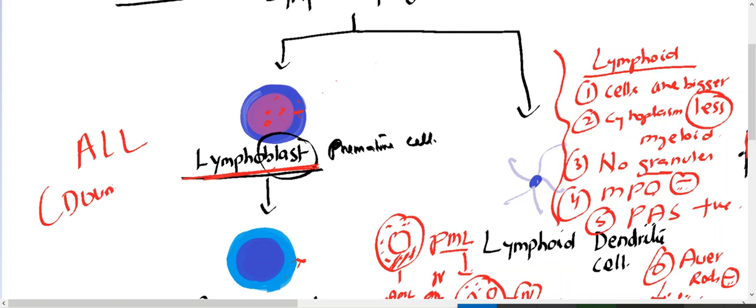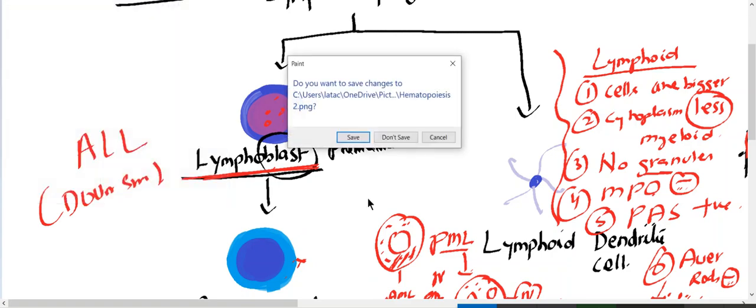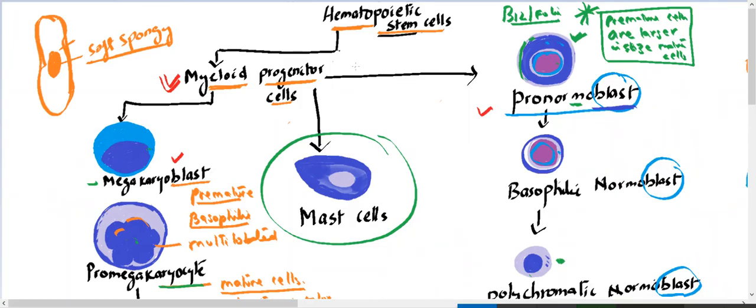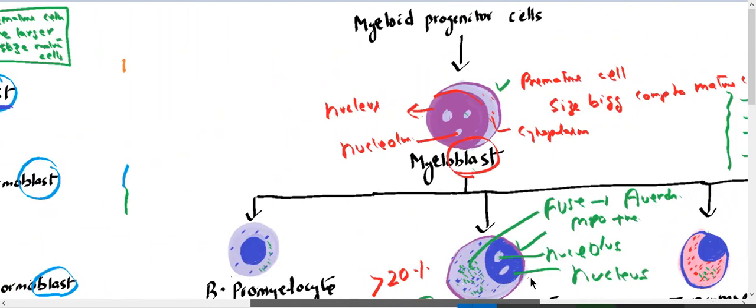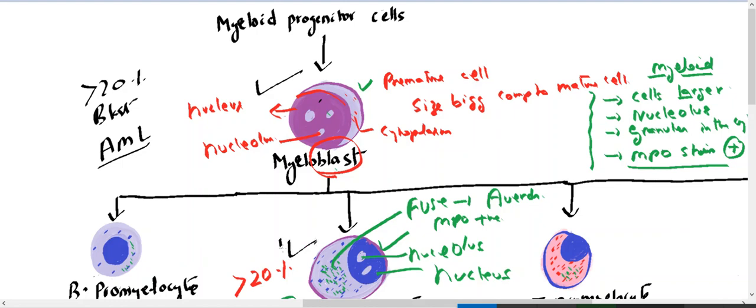Down syndrome. And in the previous slide we saw this myeloblast. If there is more than 20% blast cells in the bone marrow, we call it AML, irrespective of myeloblast or promyelocyte, any of them.